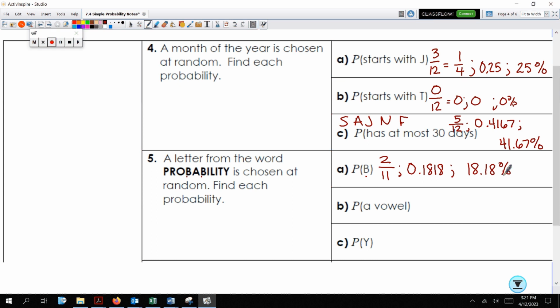The probability of a vowel. Well, we know vowels, A-E-I-O-U. So, A, I, I. So there are 4 vowels here. All right, our sample space did not change. It's still the same number of letters, but now we have 4 out of 11.